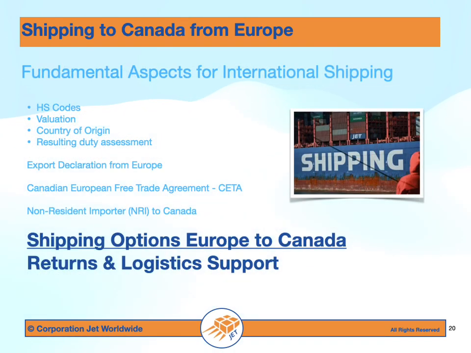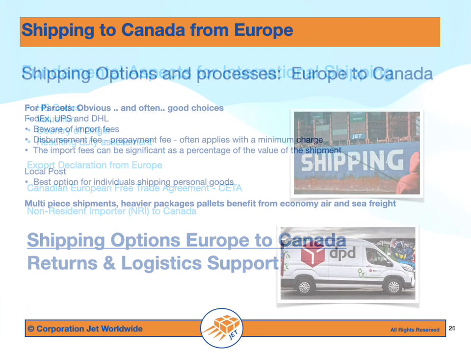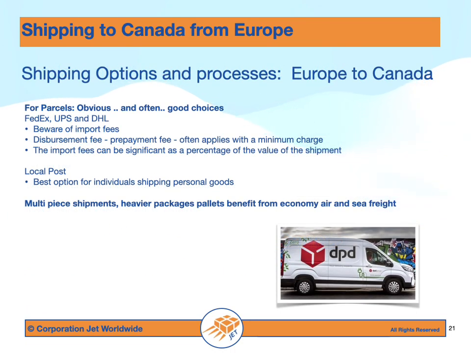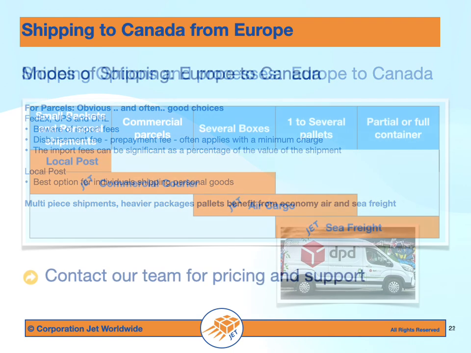Shipping options from Europe to Canada and North America. Returns and reverse logistics. The international parcel shipping options from Europe include the obvious choices of name brand couriers: FedEx, UPS, DHL, and the local post. In general, local post options are best for individuals shipping personal packages. Contact our team for shipping commercial packages, e-commerce orders, and cargo to North America.